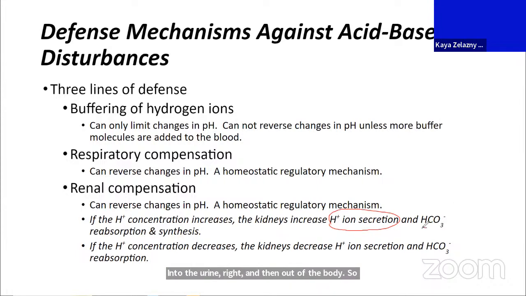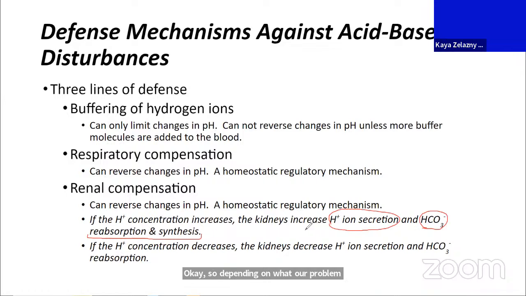Or we can change how much bicarbonate we are reabsorbing, so pulling into the body, or synthesizing, so making, which we would then also pull into the body. So we can essentially add more buffer to the plasma. And then that buffer is going to act just like the normal buffers that are already in your plasma. Okay.